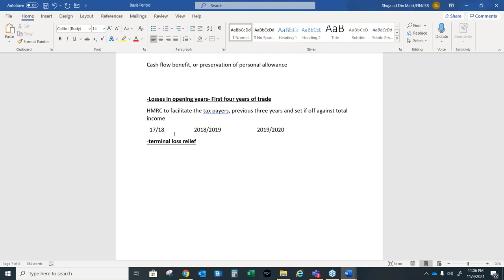Yes, yes, Zubair. So if there is any problem till now in losses, you can ask me. I will be trying to cover a question of terminal loss relief in tomorrow's session. It is a little crucial to attempt. So first 4 years of trade can be carried back.